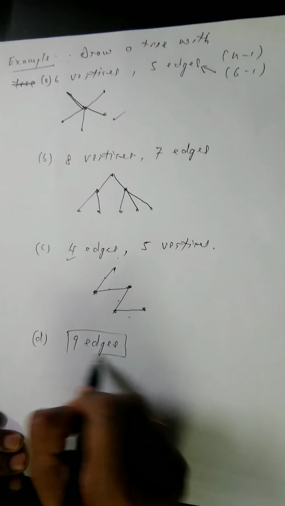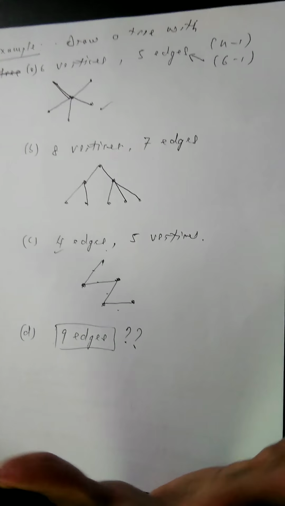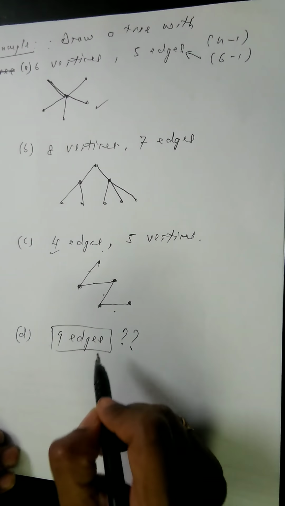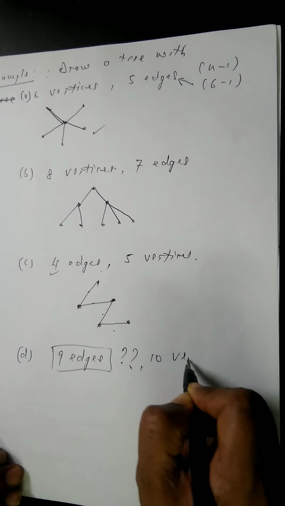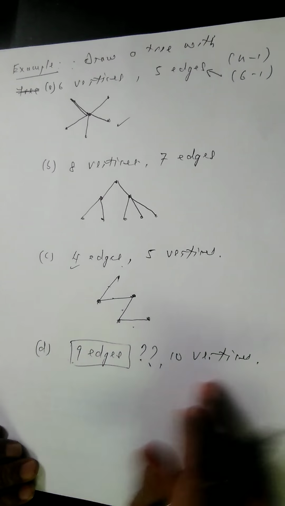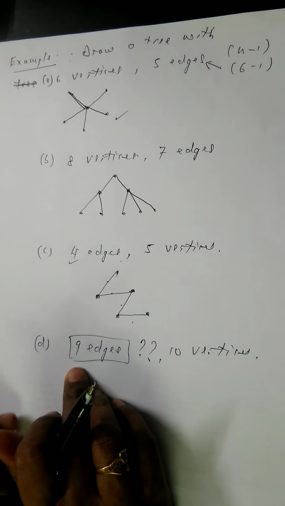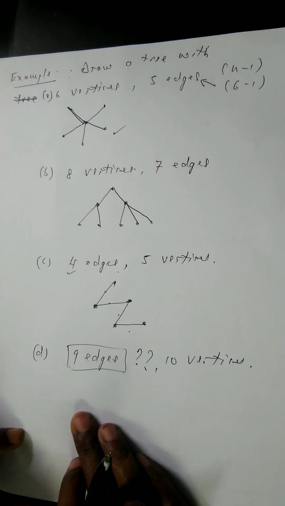And the last one, 9 edges. This one you try it out. The shape does not matter. What matters now is if you have 9 edges, you must have 10 vertices. How you place the vertices depends on you, so long as you abide by the rule that you must have only 9 edges. So this is a simple example of a tree.